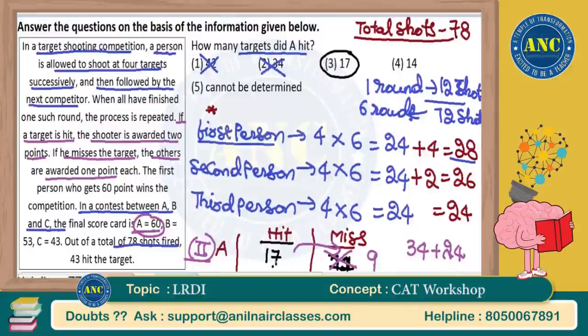A will get an opportunity to shoot at the target 4 times. B will get an opportunity to shoot at the target 2 more times. If A and B are the first and second person. So if A is the first person, he will shoot at the target 28 times. Second person means 26, third person is 24. I hope it is clear. First 28, second 26, third 24.